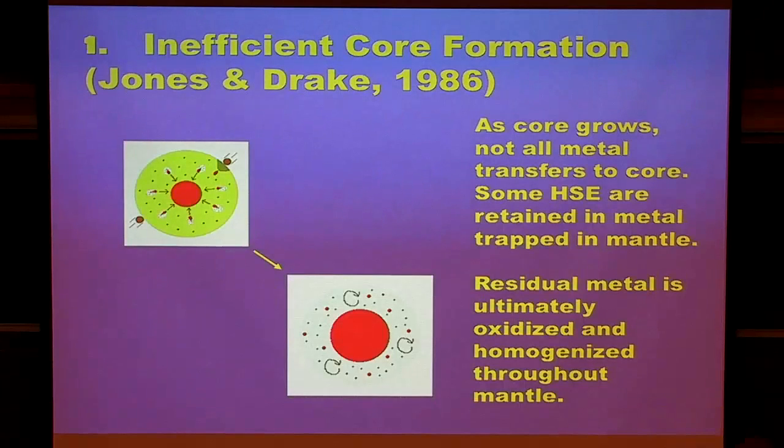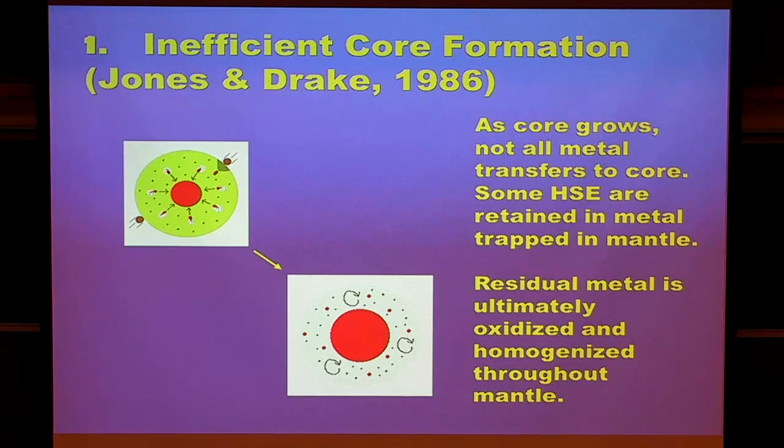Okay? So the idea of inefficient core formation is you're building a planet, you're adding stuff perhaps to a partially differentiated body. Some of the metal, which is shown here as little red droplets, may stick around in the mantle. Ultimately you end segregation of metal from the mantle, and you've left some portion of metal behind, and ultimately for it to end up looking like the mantle today, you've got to oxidize part of it and make the metal go away. Any problems with that idea?